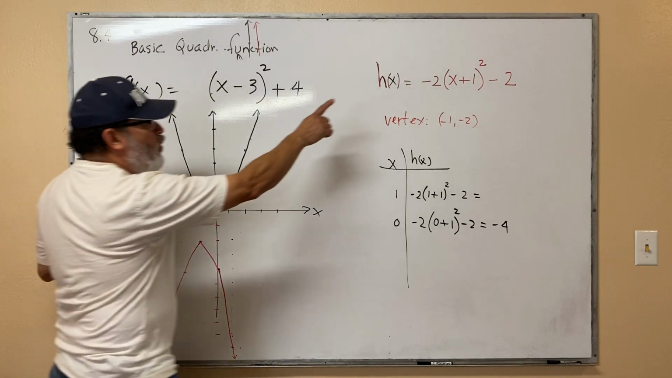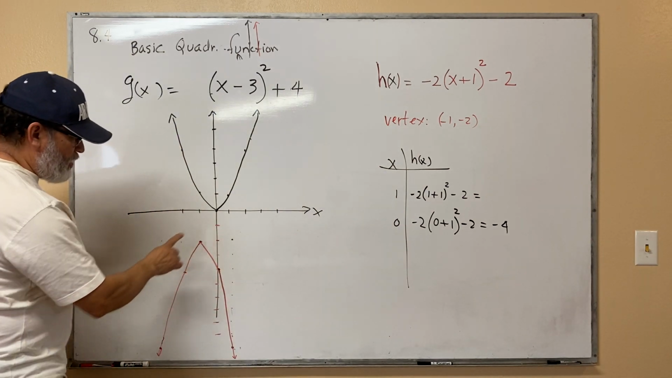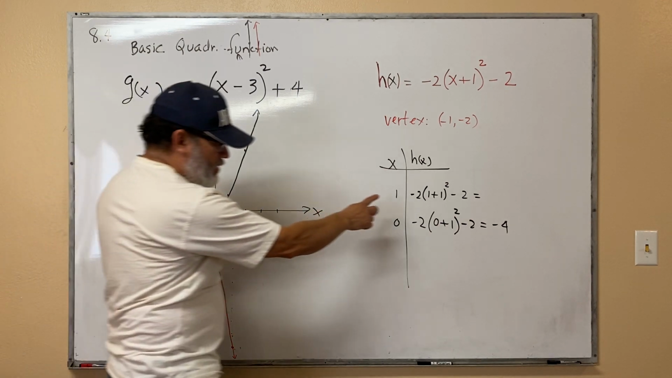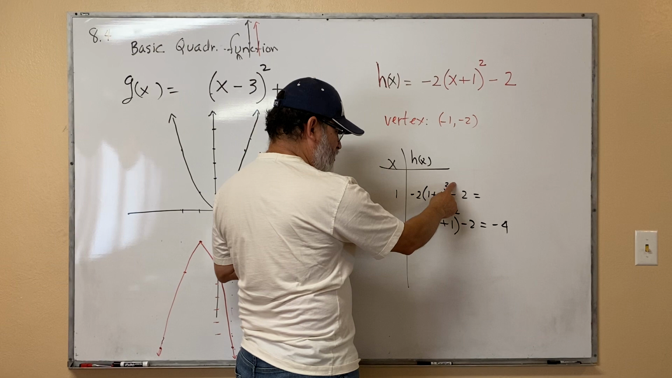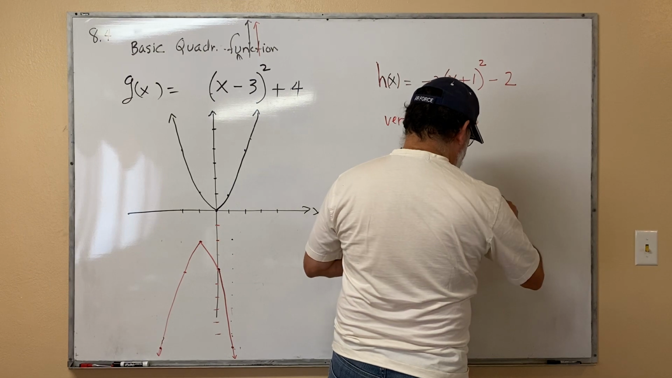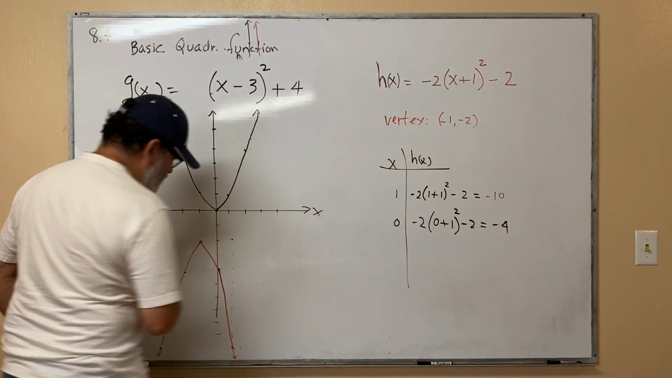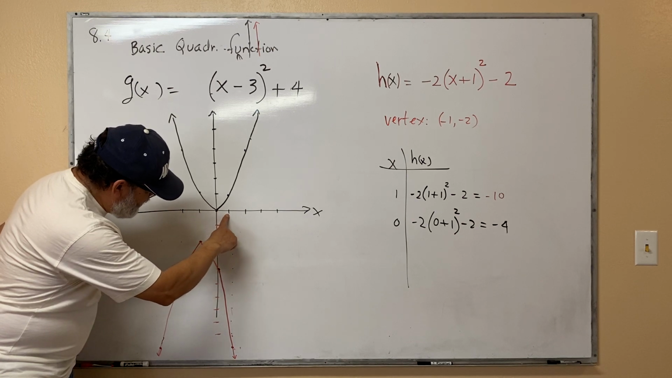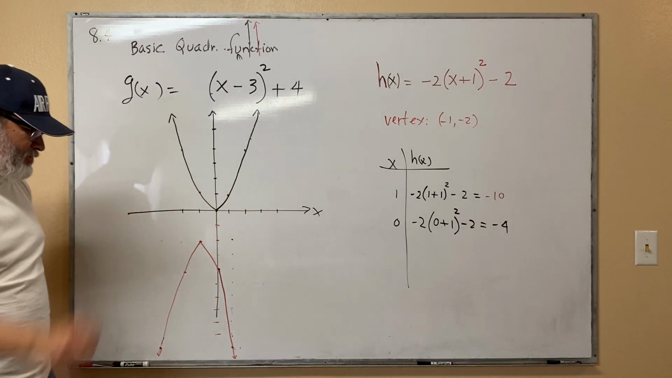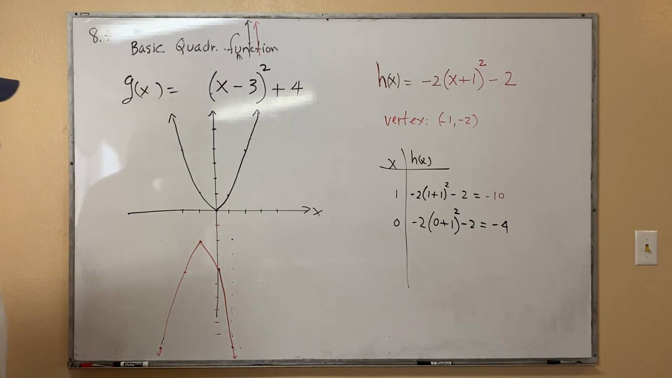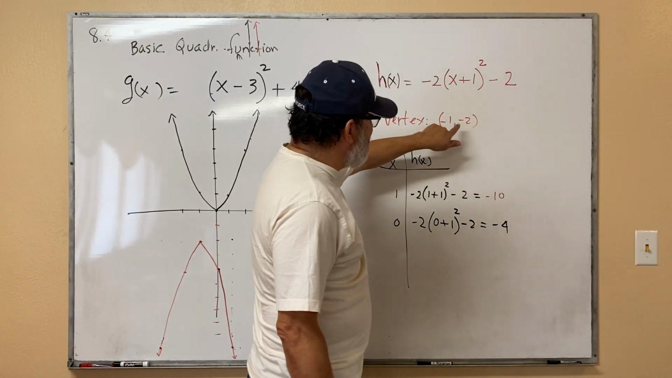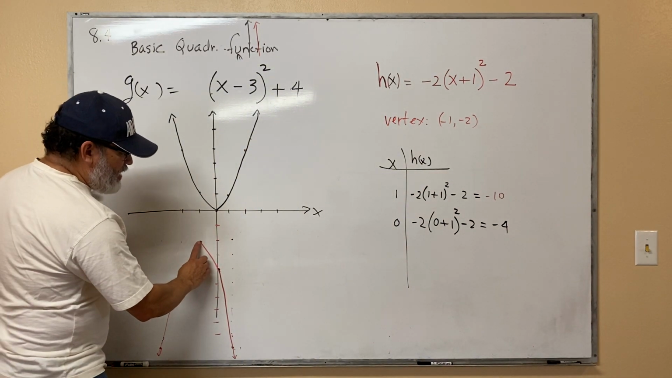When you plug in 1 here, plug it in, that's 2, 2 squared is 4, 4 times negative 2 is negative 8, minus 2 is negative 10, so this is negative 10. Plug in 1, and then 1, 2, 3, 4, 5, 6, 7, 8, 9, 10, right there. It works. Okay. So to graph this parabola, you go to the vertex, and twice to your right.